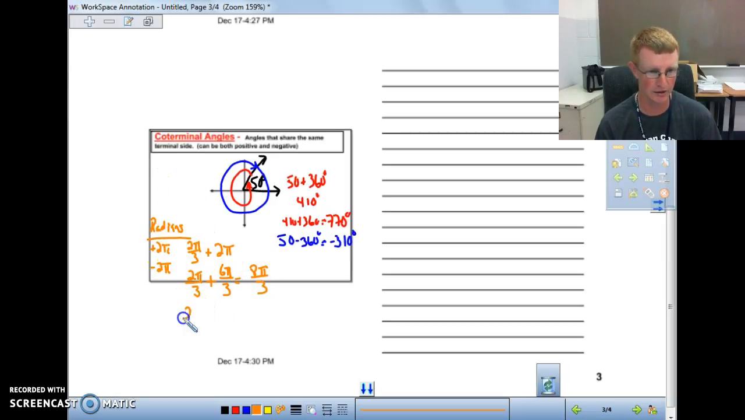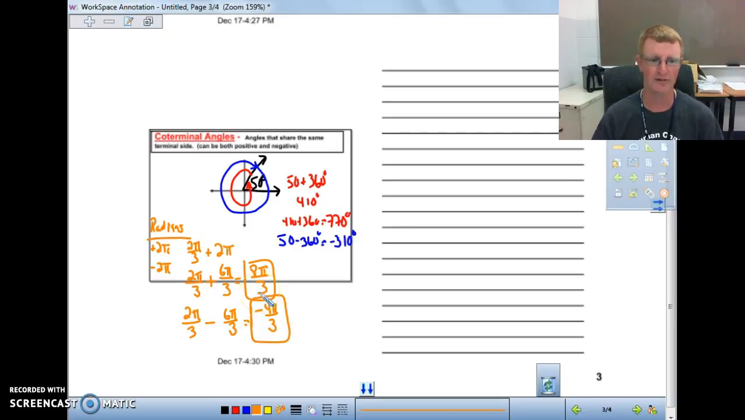If we want to get a negative, we would do 2 pi over 3 minus 6 pi over 3, and that would be negative 4 pi over 3, our other coterminal angle. Pretty simple, pretty basic idea, but it does require you to understand what a coterminal angle is. That's very helpful because then you understand that all you're doing is trying to get to the exact same position.